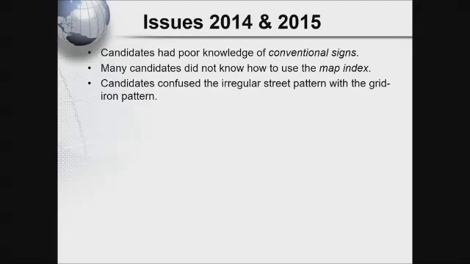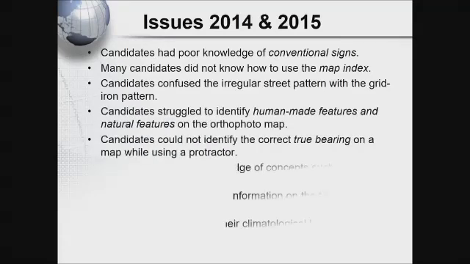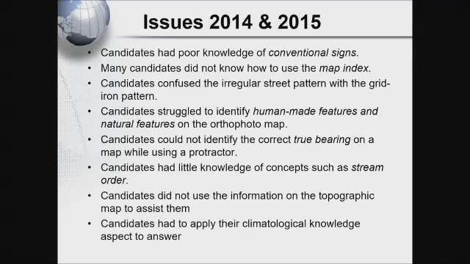Now, if we have a look at the issues of the 2014 and the 2015 question papers, I'm just putting them all on. Remember, we looked at the 2014 and the 2015 question papers. This is very important, because we took 2 years of issues and the following came up. Firstly, candidates had a poor knowledge of conventional signs. That is the key on the map. I'm coming back to this again. Remember that when it comes to the key, Matrix, you will have to do.